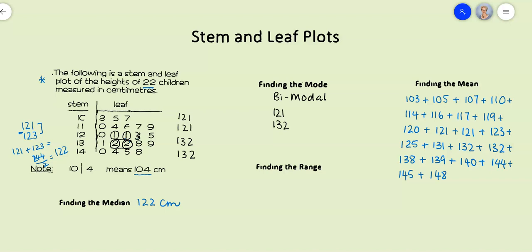Now, finding the range. The range for a stem and leaf plot is really easy to find. Again, because the numbers are all in order, I can see really clearly that my minimum number here is 3, meaning 103. And my maximum number here is the 8, meaning 148. Now that's my range, 103 to 148. But when we calculate the range, we do the highest value in the data set minus the lowest value in the data set. So it will be 148 minus 103, which gives us 45. So the range of this data is 45.